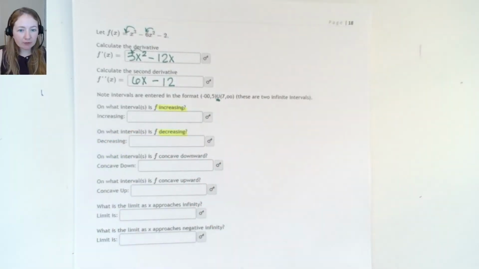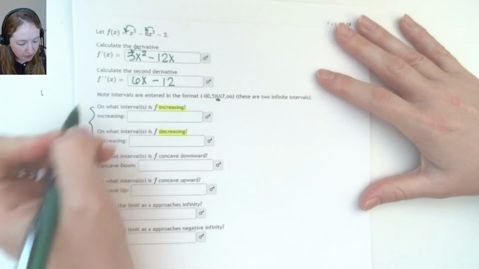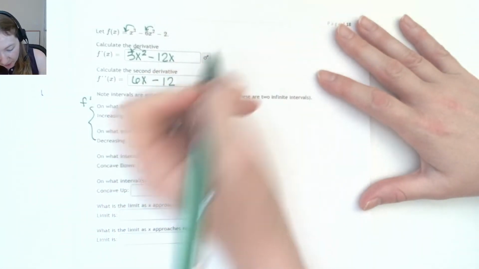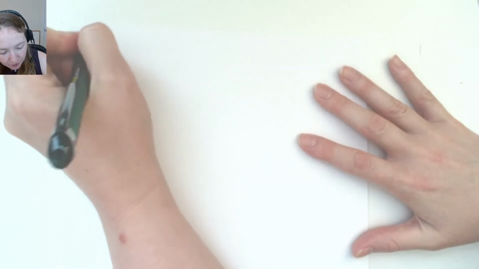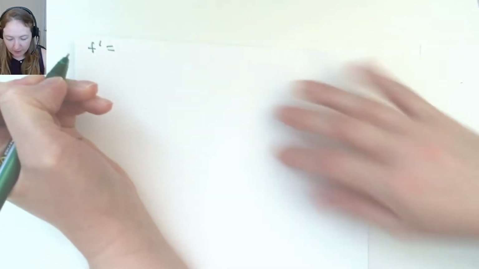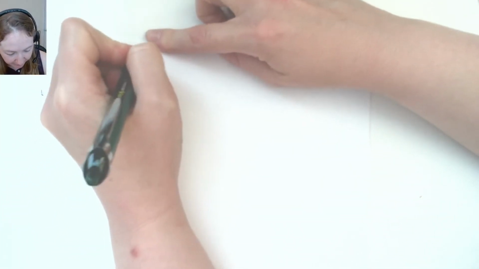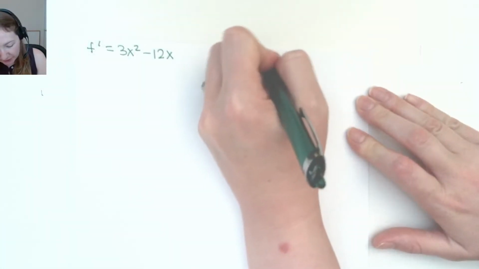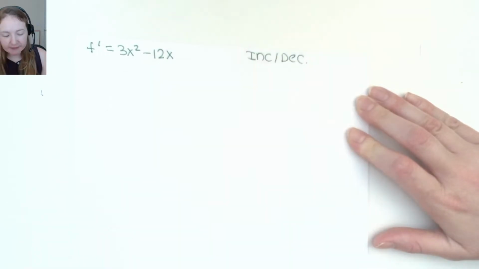So of course, for increasing and decreasing, we need to use our first derivative. So what we'll do is we will take our first derivative, and I'm going to write this on a separate page just so it's very clearly laid out here, but you could maybe squeeze it in if you really tried, depending on how small your handwriting is. So we have our first derivative. Again, what we're trying to do is find increase and decrease intervals.